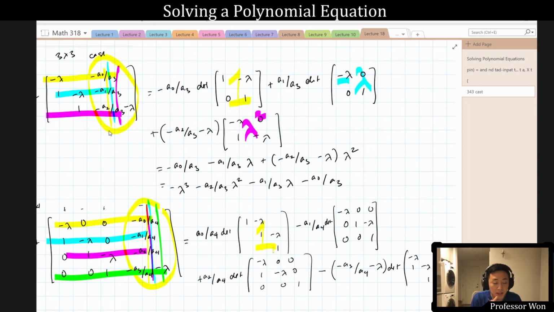Right, let me just make sure that I've copied down everything correctly. Yes, okay, just making sure. So this thing has determinant negative lambda. This one has determinant lambda squared. This one has determinant negative lambda cubed because it has 3 negative lambdas along the diagonal.